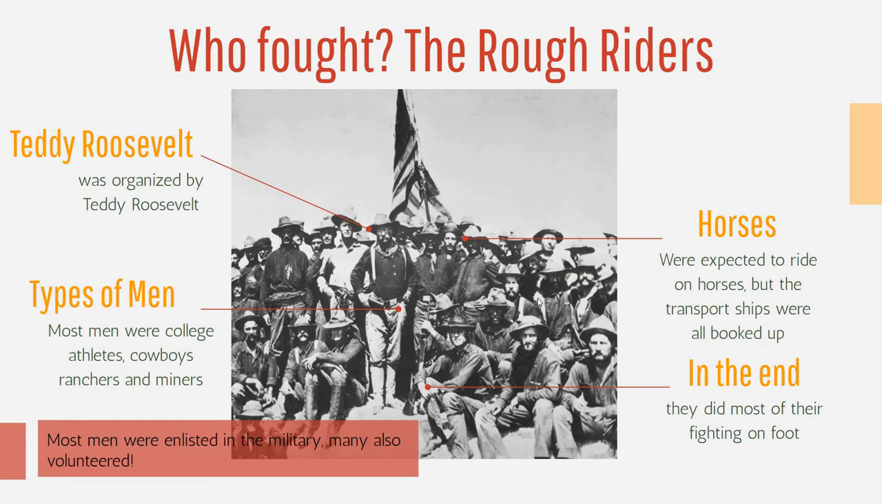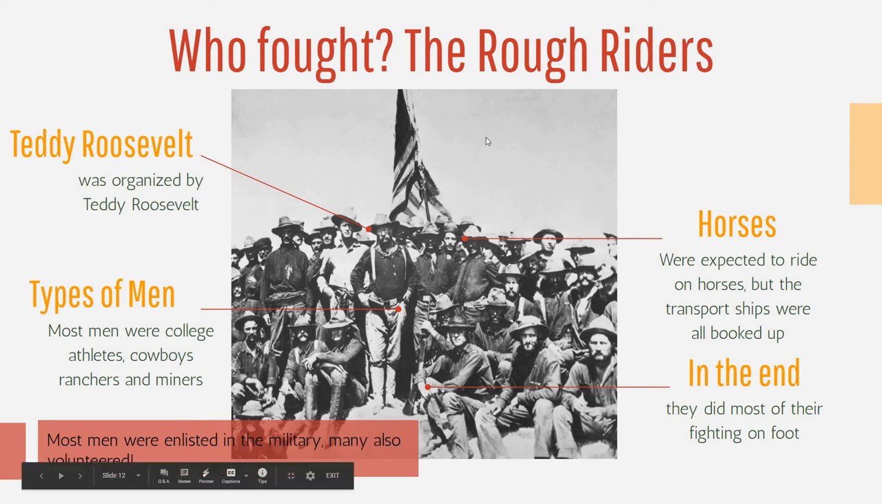So who were these fighters? Well, they're a group of men called the Rough Riders, and they were led and organized by Teddy Roosevelt. So Teddy Roosevelt was a Rough Rider, and he would eventually be president of the United States. But these Rough Riders were a group of young men. Typically, they were 18 to mid 20s, and these are college athletes, cowboys, ranchers, miners. So these men that are used to typically hard physical labor, these are the men that are called up.